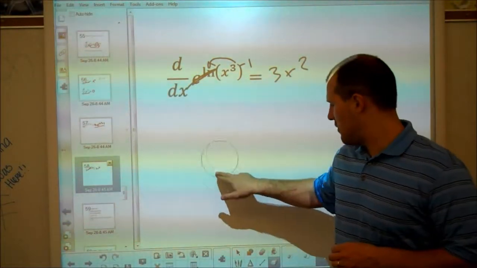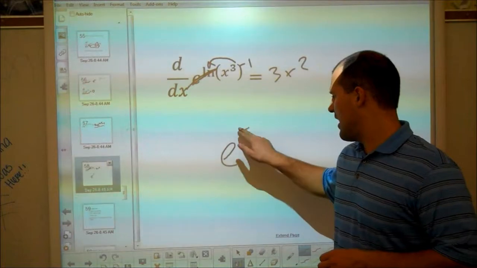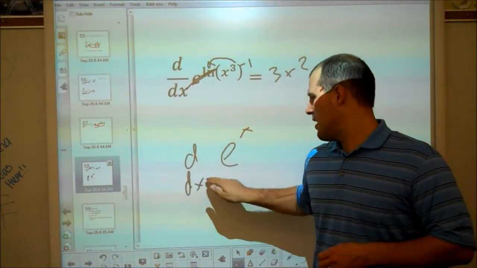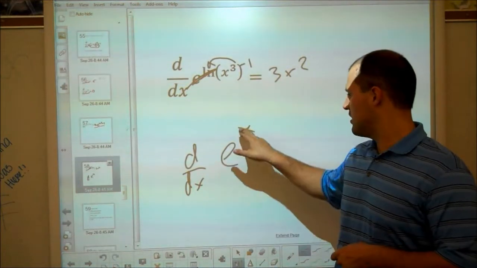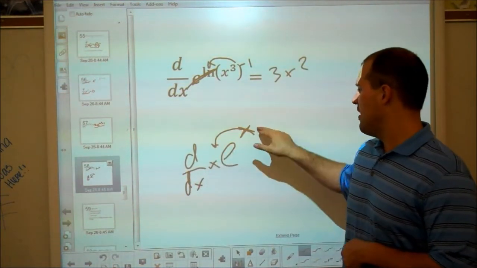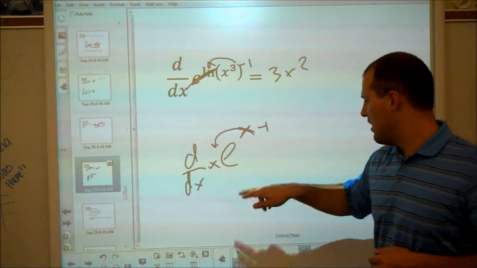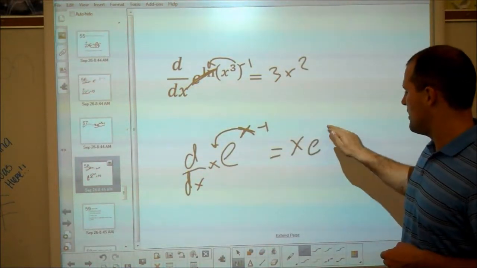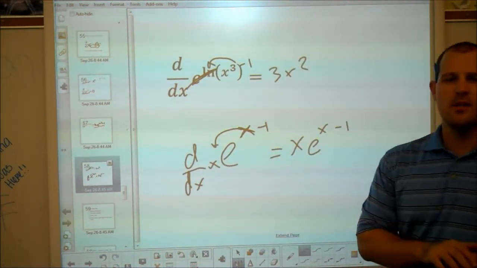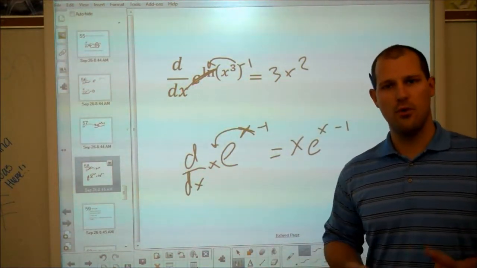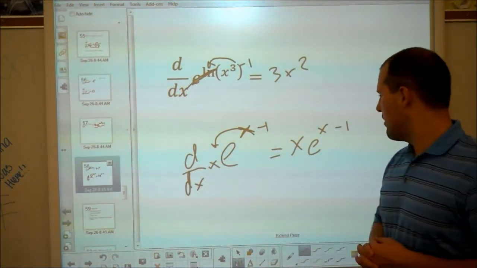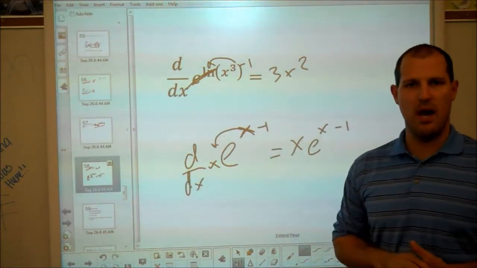Sometimes people get confused when they see e to the x and they're taking a derivative of it, and they think, I could probably just slide that down there and subtract 1 from the exponent, and then the answer to this would be x e to the x minus 1. Something I want you to think about is, why is it that we can't do that? Why do we need a different rule for exponentials? Why couldn't we just apply the power rule?